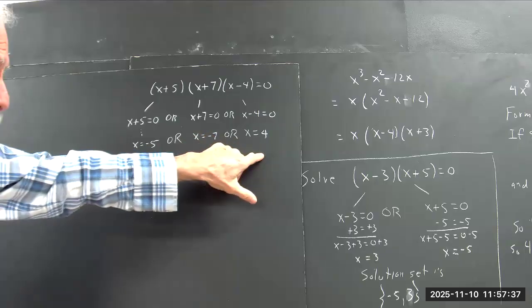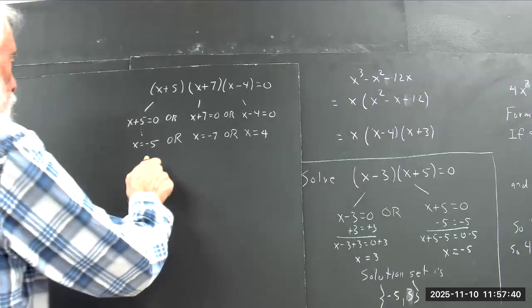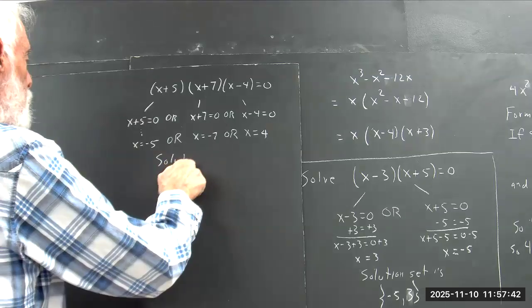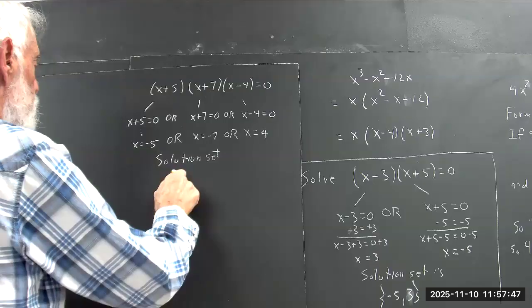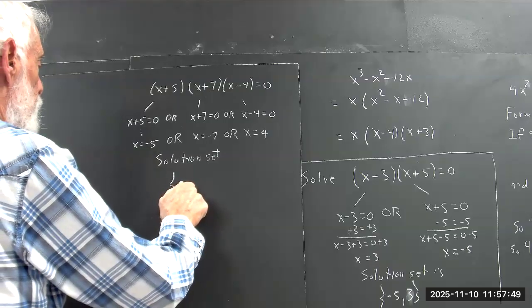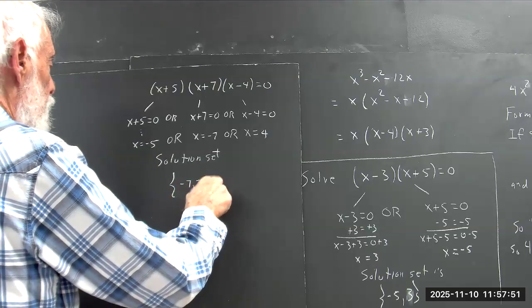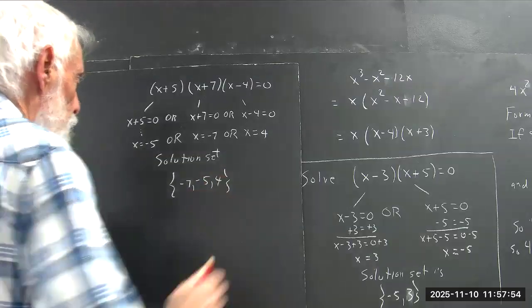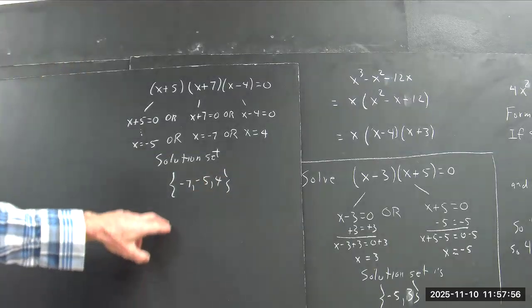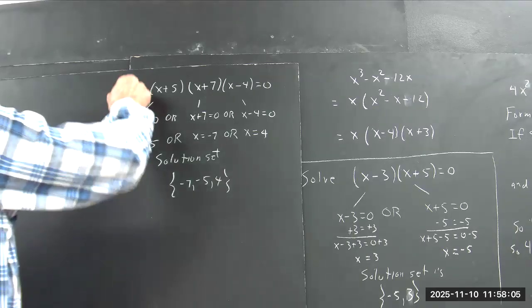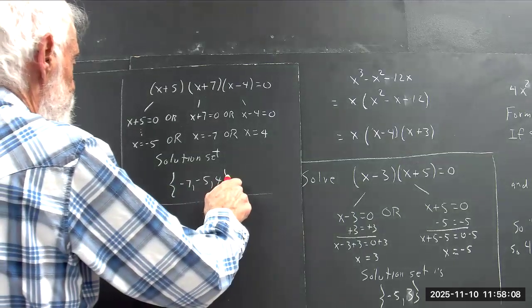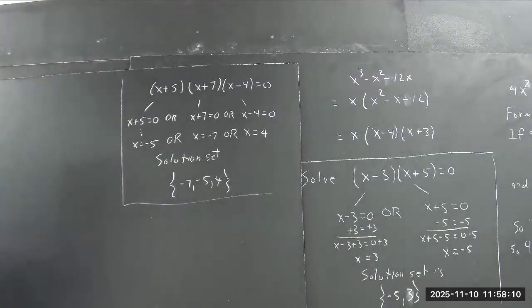And we get 3 possible solutions. And then we write down the solution set: -7, -5, 4. You can write these numbers in any order, but logical order from least to greatest is probably the easiest to recognize. Okay? But any order is actually valid.